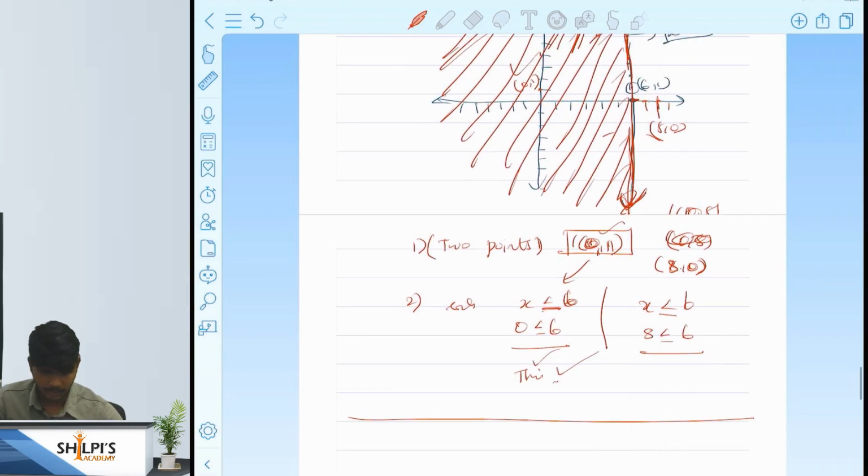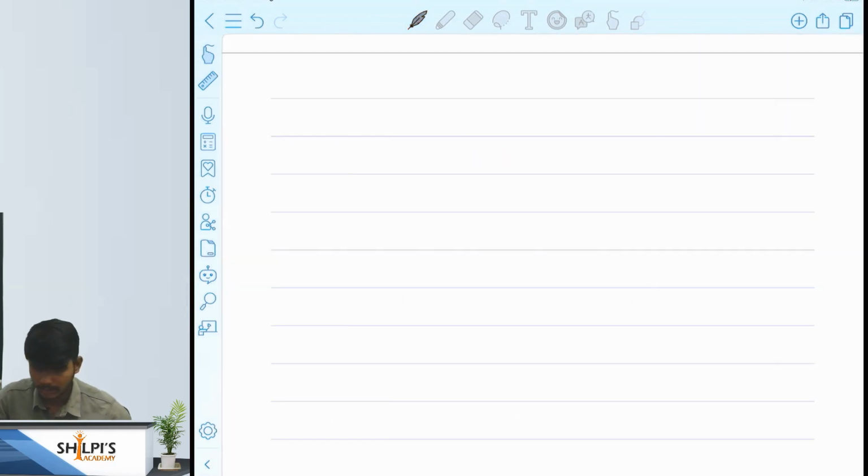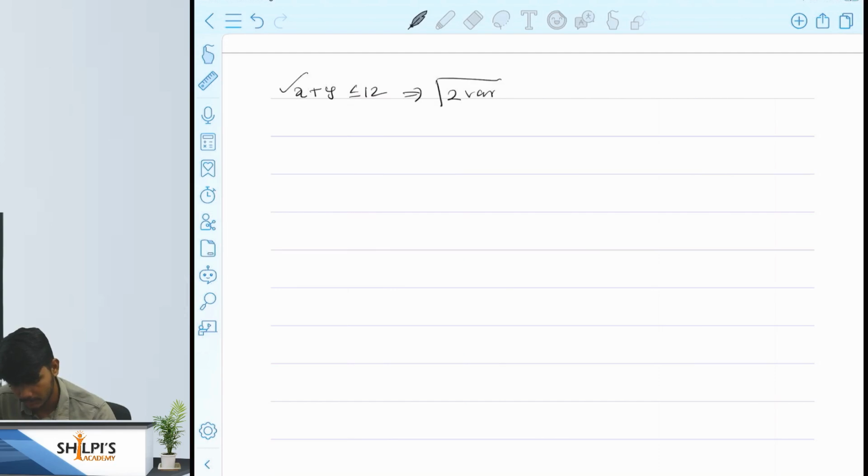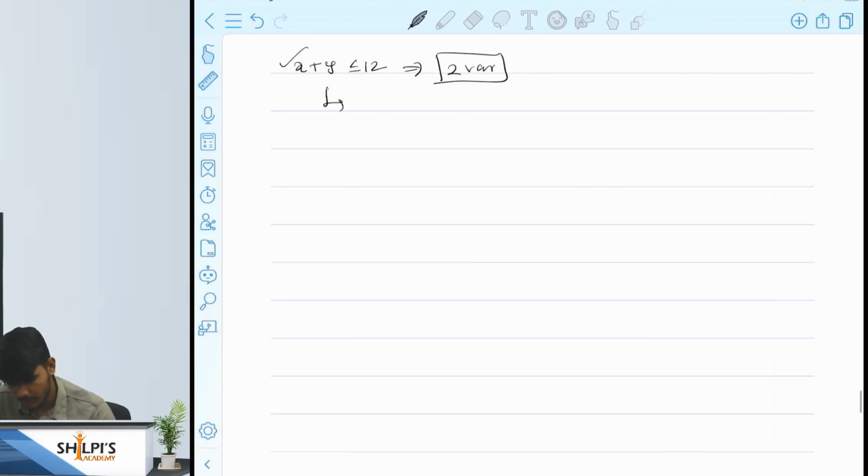Do you have any doubts? If you have doubts now, you can ask. Okay, after this we will see how we are going to plot x plus y less than or equal to 12. In this we have two variables, and the first step will be x plus y equal to 12. I will take an equation. So now I want to graph this line at first. For this, since we have two variables, we can use the steps we have discussed before.